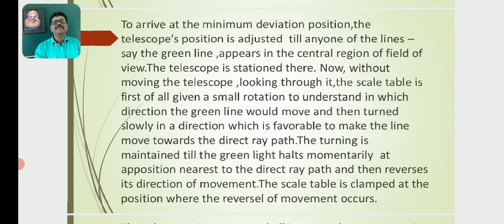So first the spectrum is set into the minimum deviation position. Then what is the minimum deviation position? If the spectrum moves in one direction and then, on rotating the table, moves in the opposite direction, such a position is called the minimum deviation position. Then with the help of the telescope movement, coincide the crosswire with the green line.